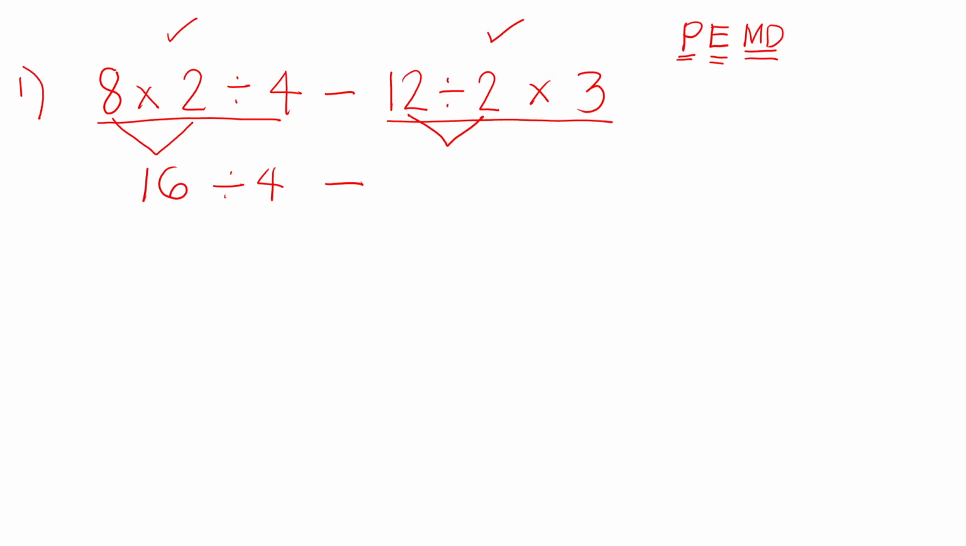So what is 12 divided by 2? 6 times 3. Again, I'll bring that down. What is 16 divided by 4? That's 4. Then bring down the minus symbol. And then what is 6 times 3? 18. Okay, that's the multiplication and division. As you can see, there is no more multiply or divide. What comes after multiply or divide? Addition and subtraction, right? Whatever comes first. So let's do it. What is 4 minus 18?